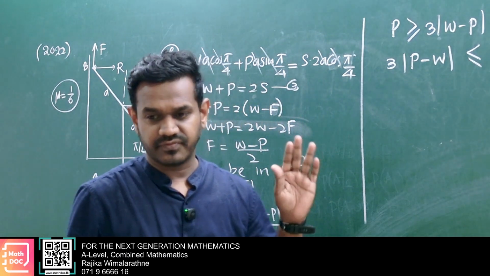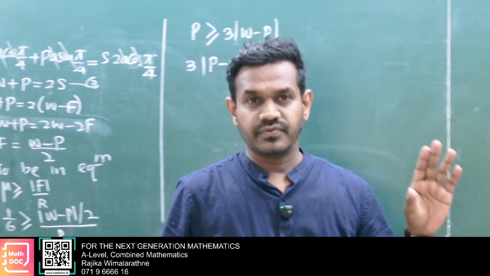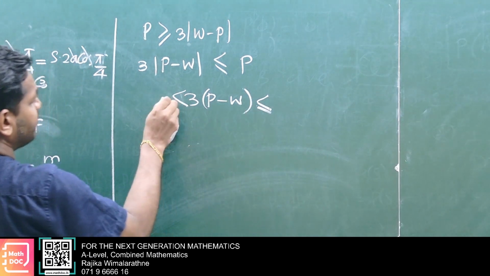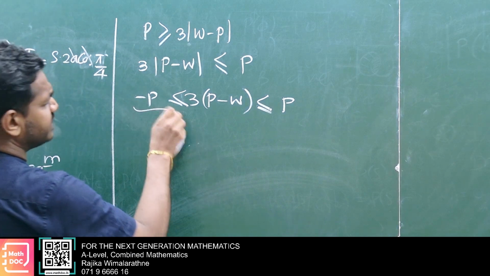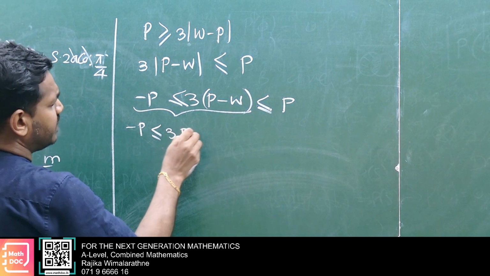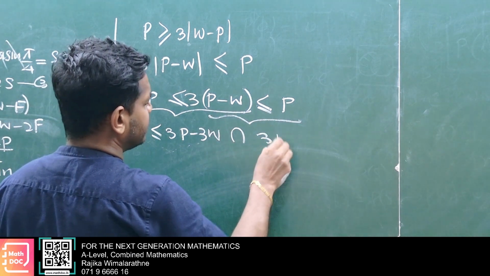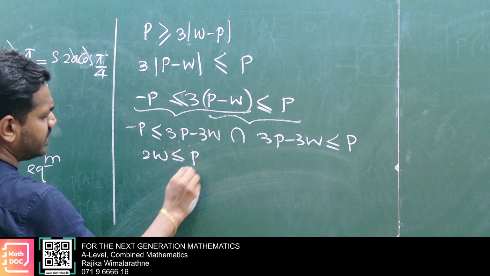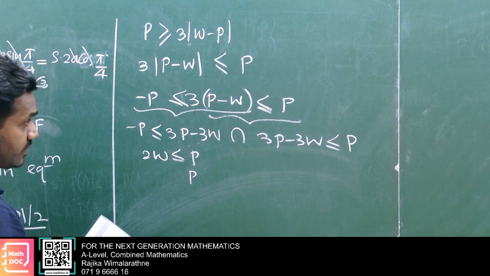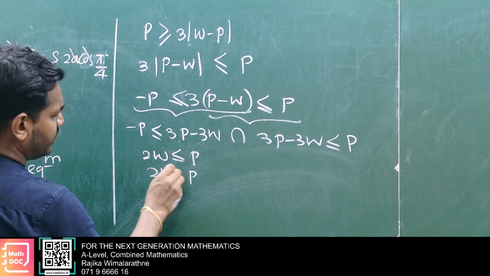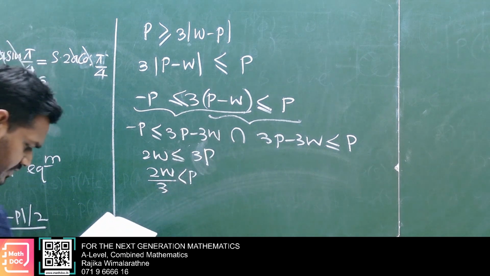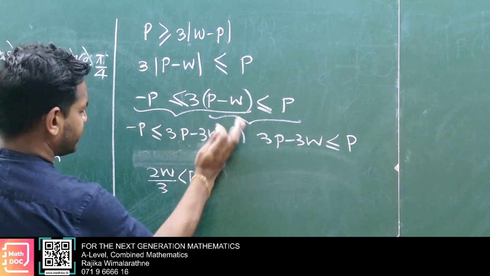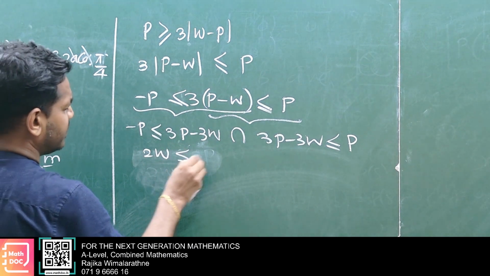Now here we have double inequality, no? We have double inequality. So then you can write 3P minus 3W within minus P and plus P. Then take these two together, minus P, 3P minus 3W, and take these two together, 3P minus 3W less than or equal P. Now here 2W, 3P. Sorry, here 2W, 3P.